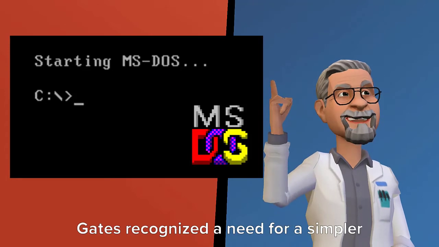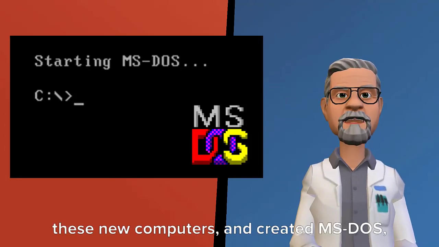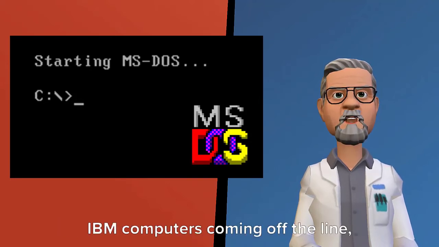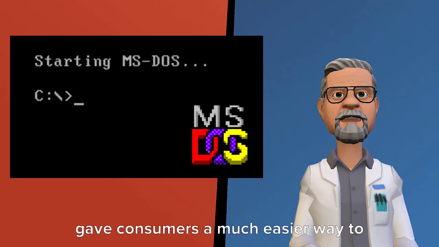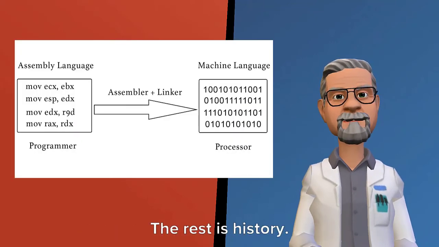No checks, please. Gates recognized the need for a simpler way for humans to communicate with these new computers, and created MS-DOS, which when added to all those new IBM computers coming off the line, gave consumers a much easier way to program than machine language had been. The rest is history.